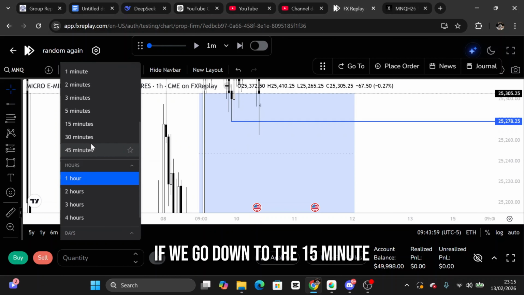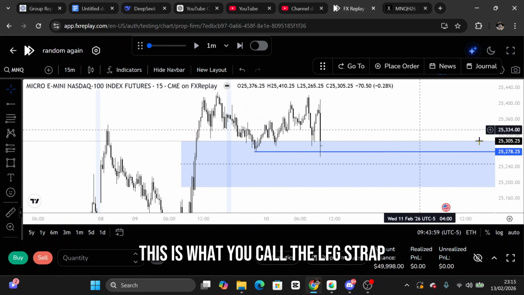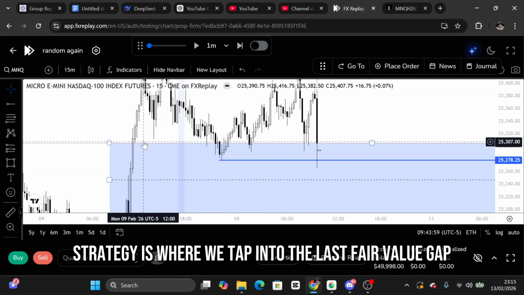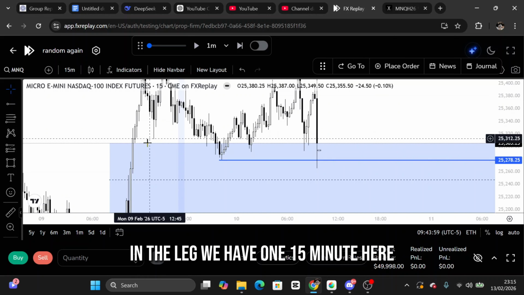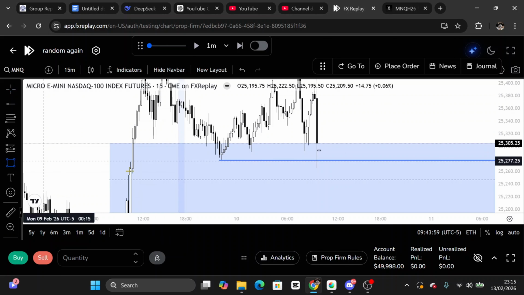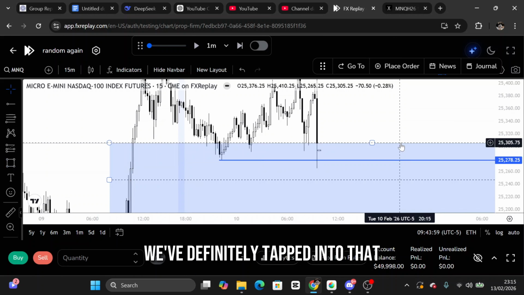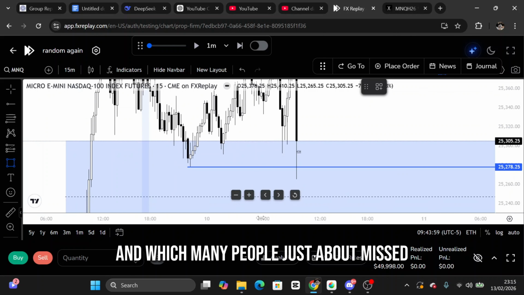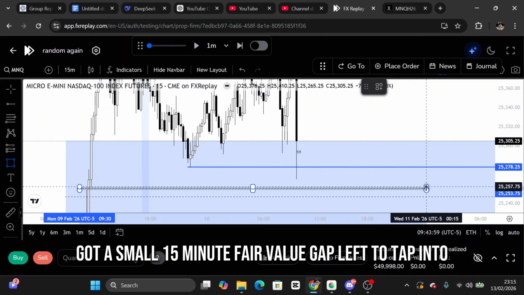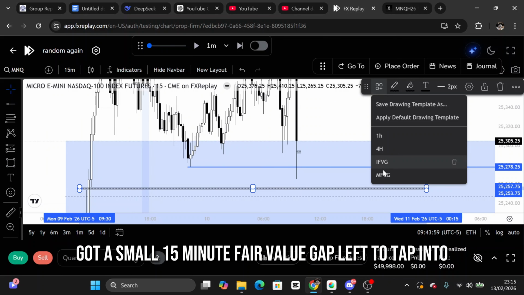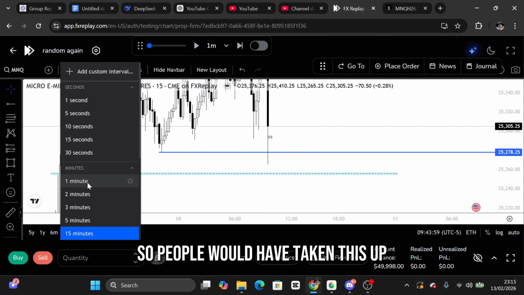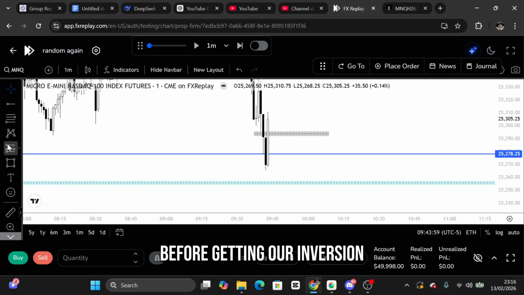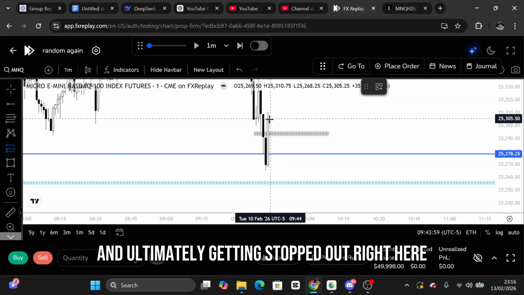If we go down to the 15-minute, this is what you call the LFVG strat, the last fair value gap strategy. The last fair value gap strategy is where we tap into the last fair value gap in the leg. We have a 15-minute here. We've definitely tapped into that. But if you didn't notice, and which many people just about missed, you've got a small 15-minute fair value gap left to tap into. So people would have taken this up, forgetting that there was one last gap to fill before getting our inversion, and ultimately getting stopped out right here.